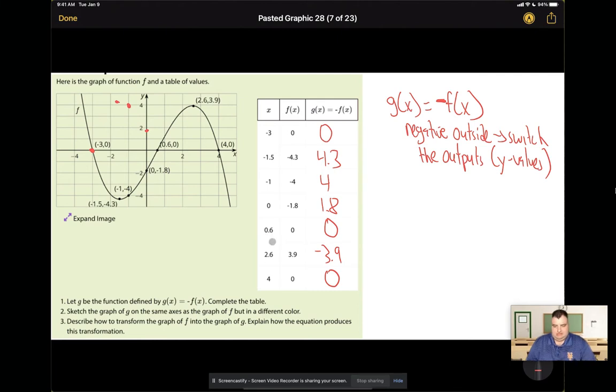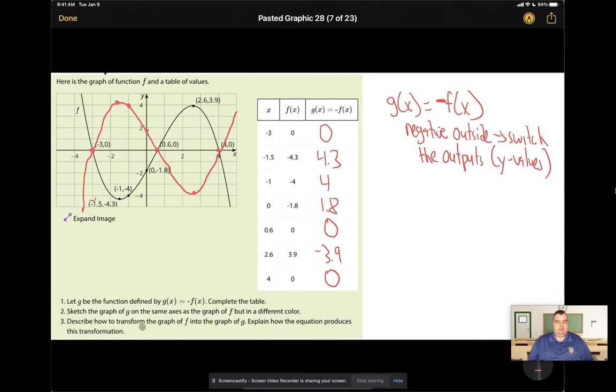At 0.6, we're at 0, so that point will stay the same there. At 2.6, we're at negative 3.9, so that's going to be right here-ish. And at 4, we're at 0. So the graph, if I do my best to sketch this, is going to look something like this. You'll have to pardon my bad artistic skills. But the graph is going to look something like that.